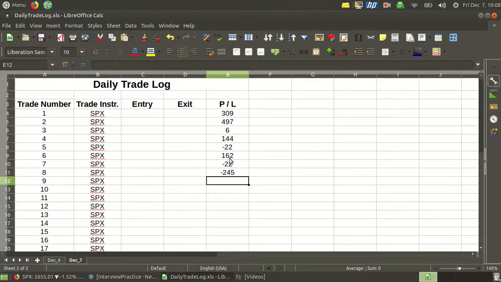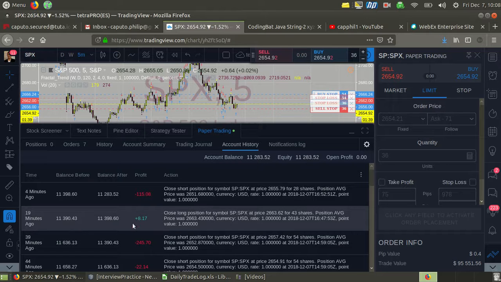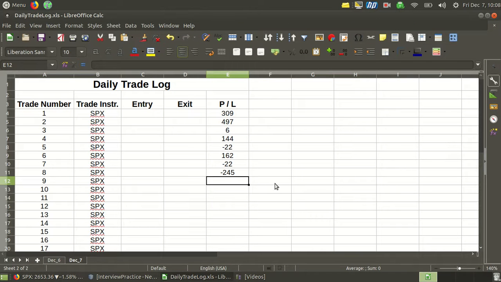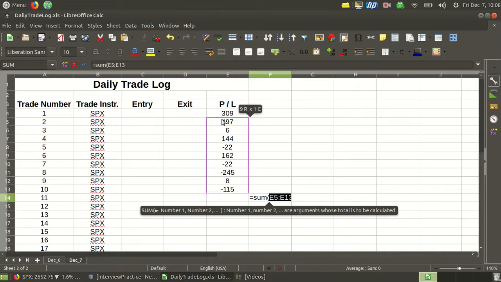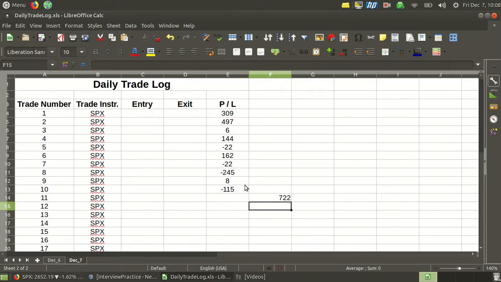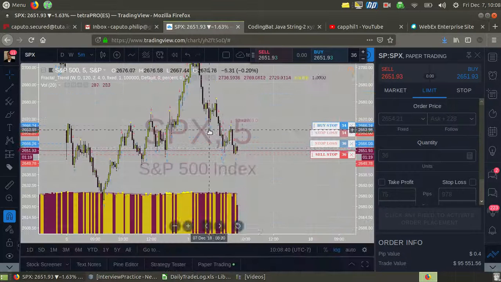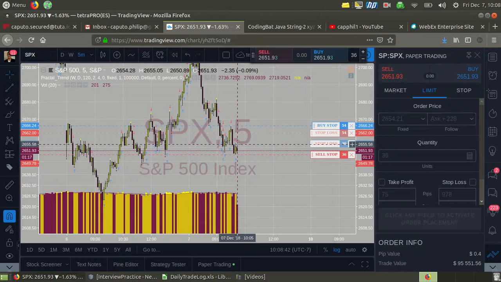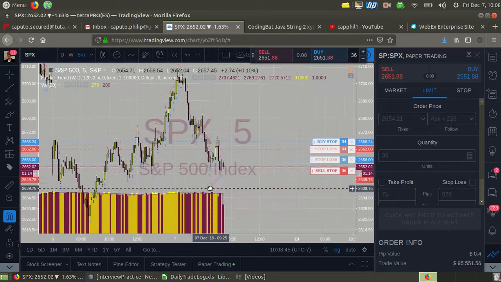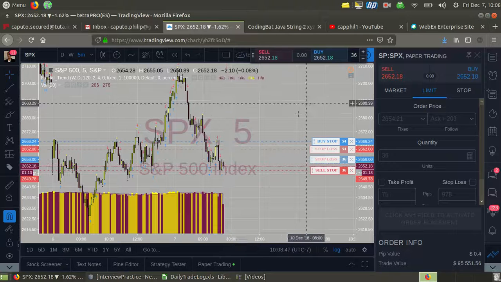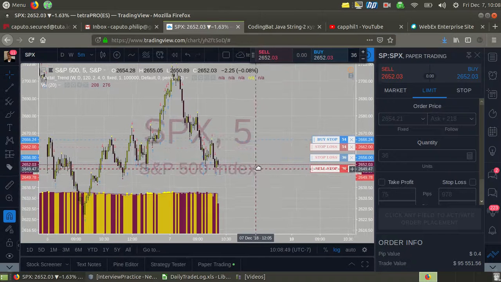So on our daily log, I keep our log here. The last one I had there was 245, then +8 and -115. So if we do a +8 and a -115, let me see what our sum is real quick. 722 for the day. So we're up 722 for the day. It's already lunchtime Eastern. It's only 10 o'clock our time. We're looking probably for the rest of the day to be a rebound positive. We don't know. We'll listen to the market.